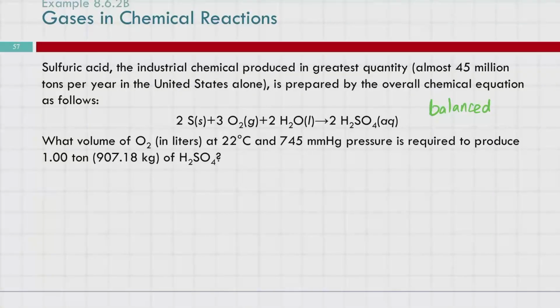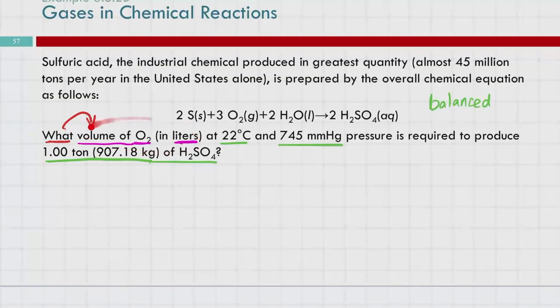And now the question of the text. The first part was all flavor. What volume of O2, specifically in liters, at temperature, pressure, is required to produce 1 ton of H2SO4, sulfuric acid? What are we finding? We are finding volume of oxygen. So this is another one of those word problems that feels like it's backwards, perhaps. But we've got our question word what all the way up at the front, and volume of O2 is right after that. So we're finding volume of O2.